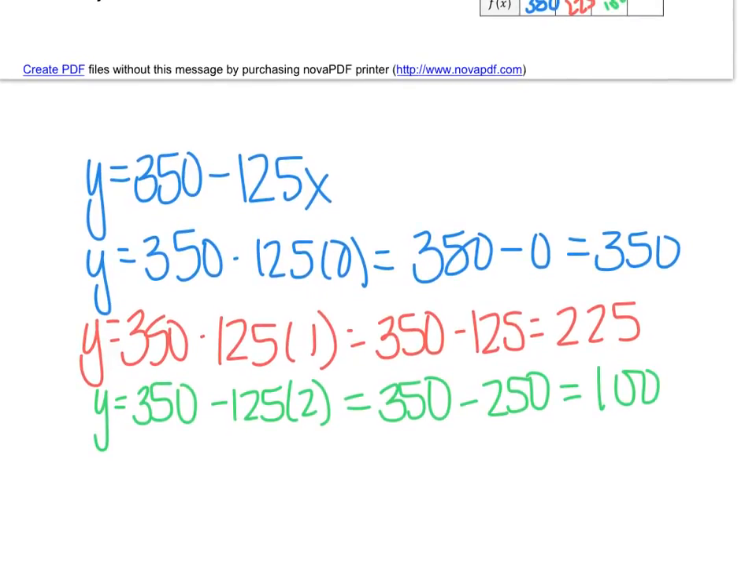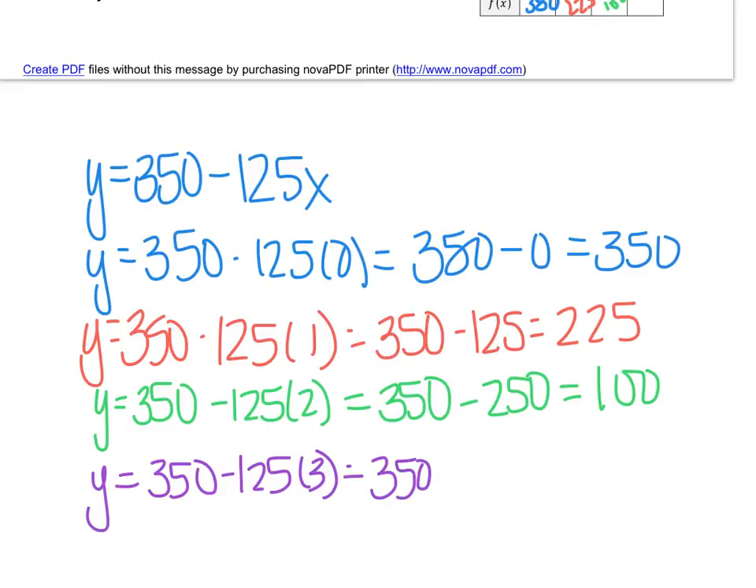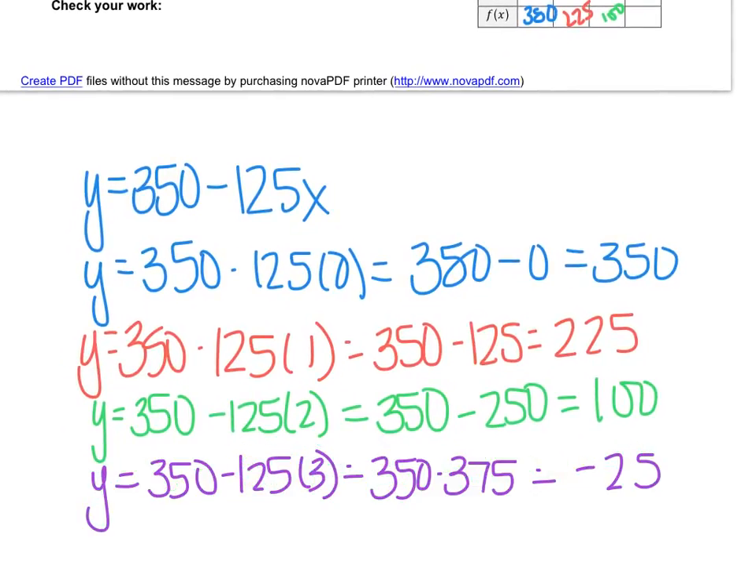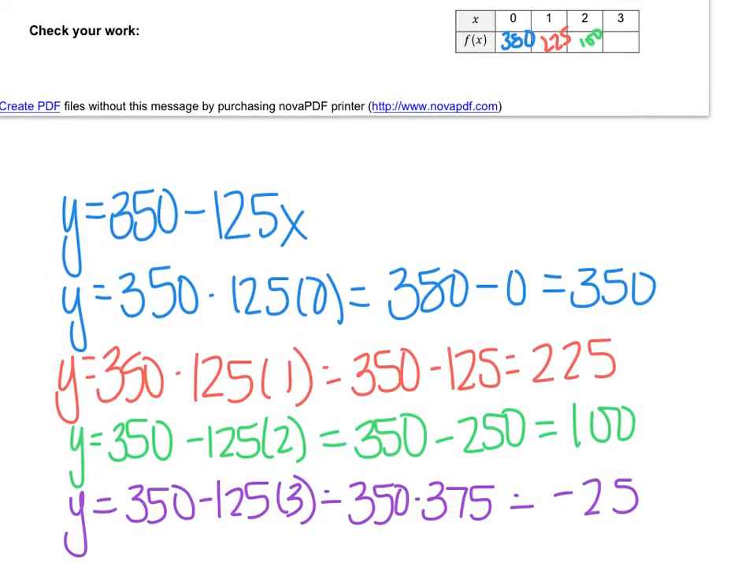And lastly, if we plug in 3, so y equals 350 minus 125 times 3, that's going to be 350 minus 375, and that's going to give us negative 25. Well, that doesn't make sense. We're negative 25 miles from home. What that actually means is that after 3 hours, we've already made it home. We could have actually gone 25 miles further.